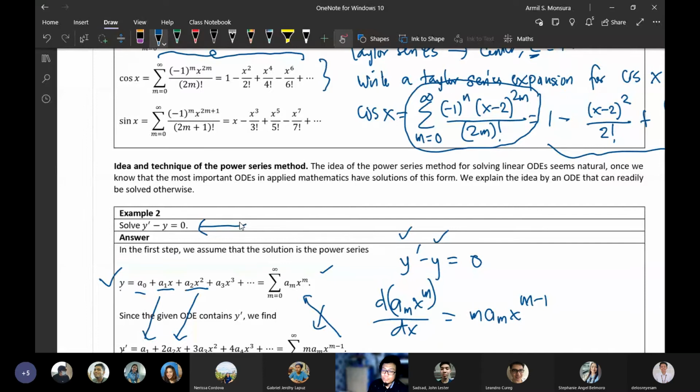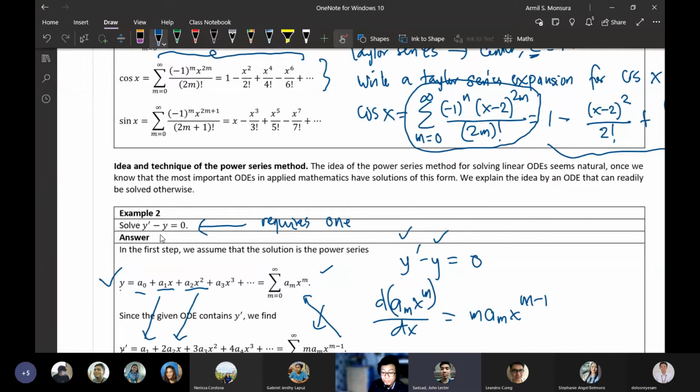How many arbitrary constants will this equation require in its general solution? Isa lang po, sir. 1, sir. 1. Paano nyo nalaman yun? Kasi yung ano po, sir, derivative. Okay. Isang derivative. Very good.